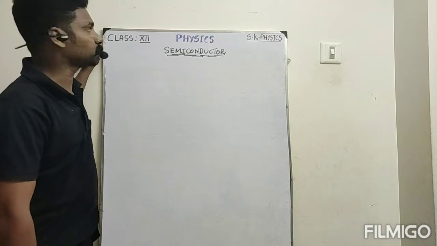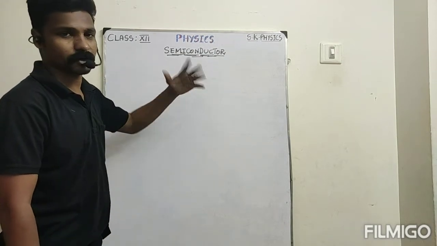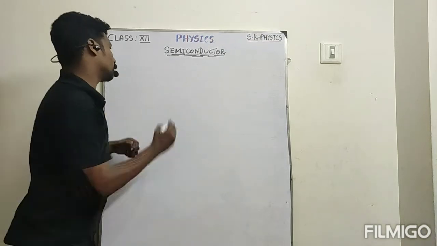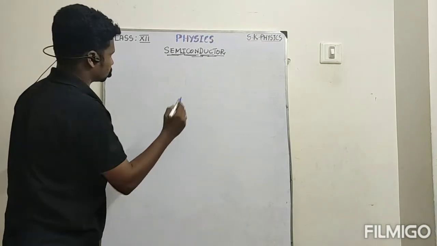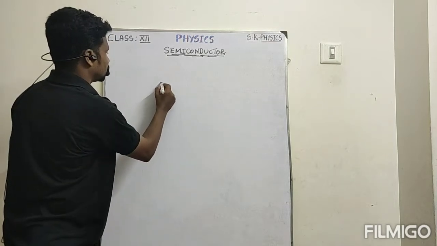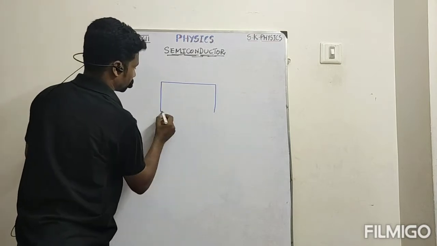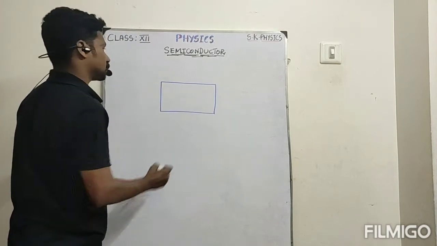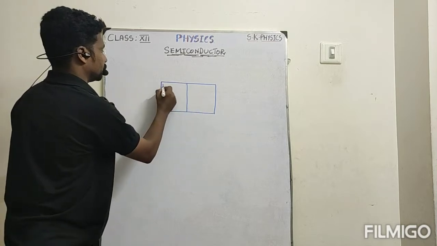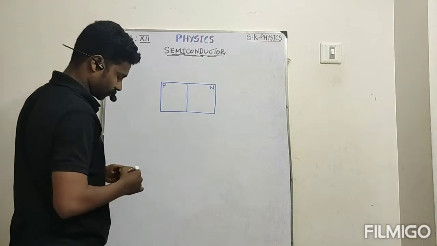Students, now in the plus 2 semiconductor lesson we are going to see one new topic, the semiconductor junction diode. So let's take one junction diode. You know very well that in the junction diode, this is P type, this one N type.